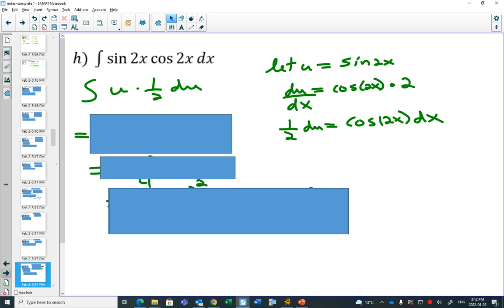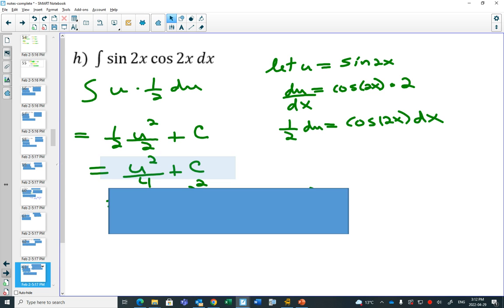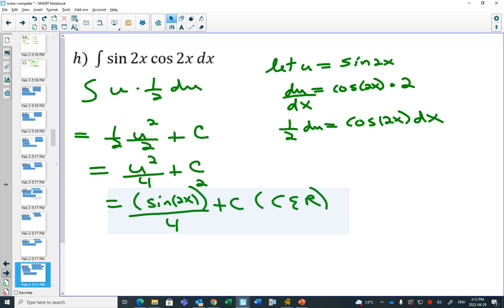Well, that 1/2 is not hard because we can add 1 to the exponent and divide. That half would just be a constant. It would stay out in front. And now we can substitute things in, and we get a final answer of sine 2x, all of that squared, divided by 4. If you wanted to write the squared in between the sine and the 2x, that would have been just fine.